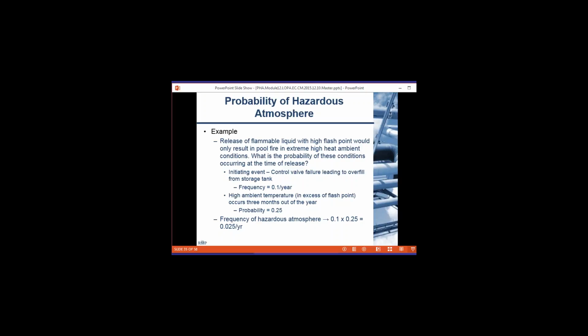To go back to my point about making these things auditable, 3 months out of the year is a ballpark. Sometimes the summers are hotter, sometimes the summers are not, sometimes you only have 1 month of extreme heat. My point here is you should actually have weather data to back this up. I will hammer this home a little bit further later.